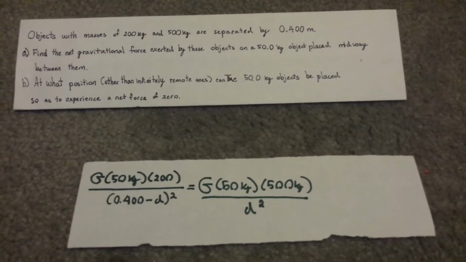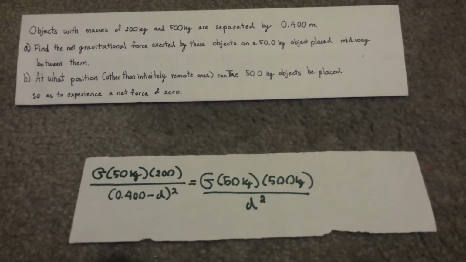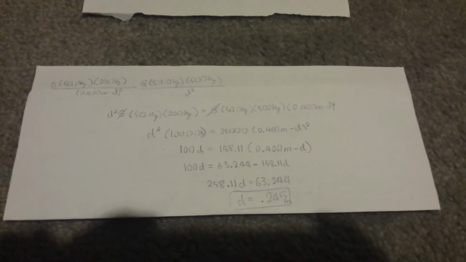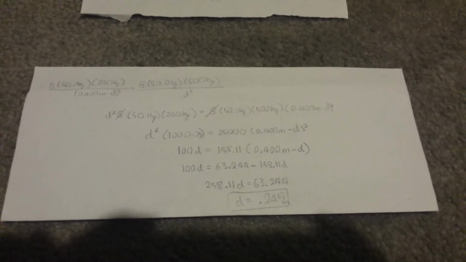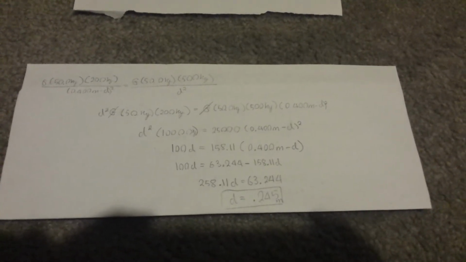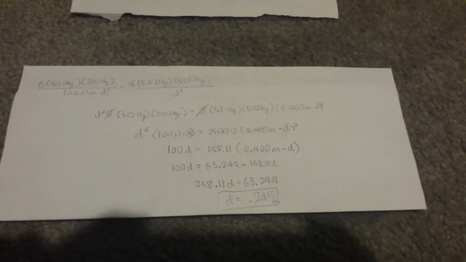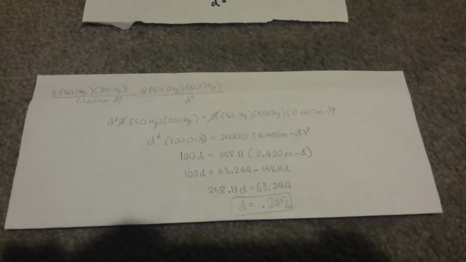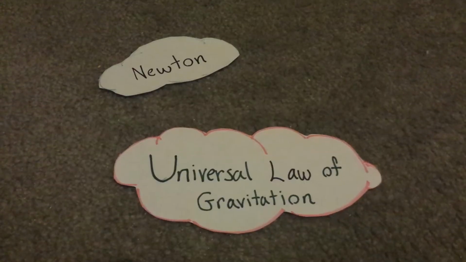To solve for D, you can just cross multiply and get the answer. By cross multiplying, you're just canceling out the constant. The distance comes out to about 2.245 meters. This is where the 50 kilogram object will experience zero net force.